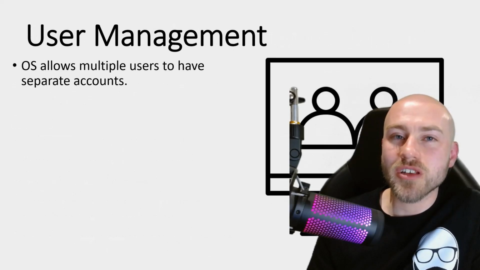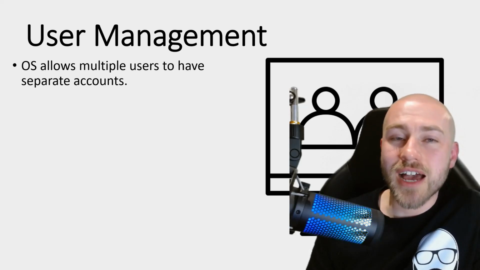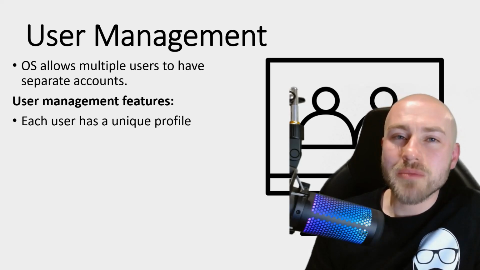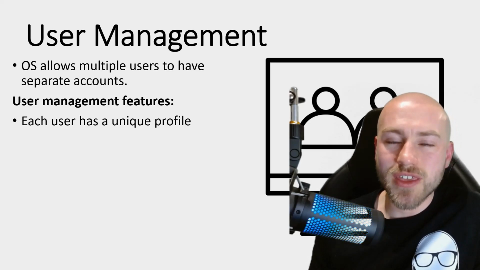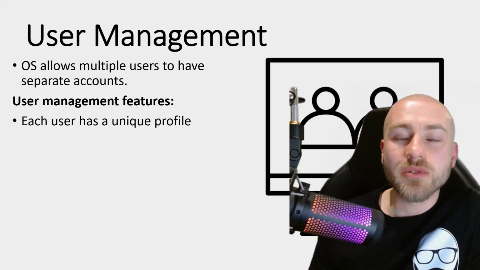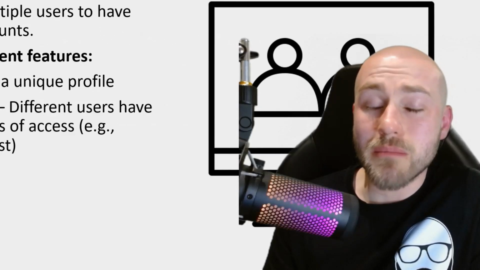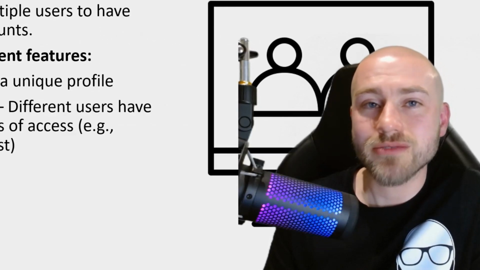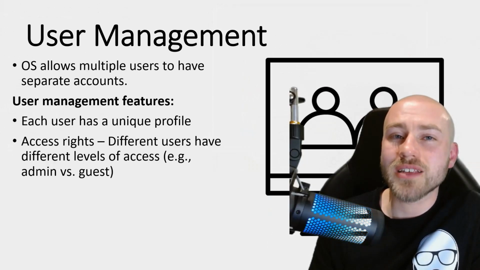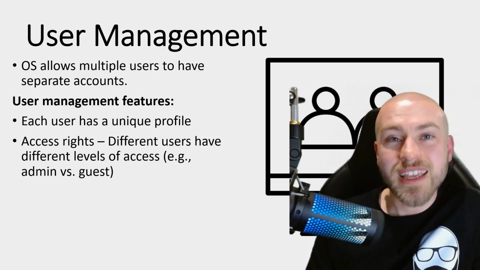Another feature of system software is user management. The operating system allows different users to have separate accounts. Now, it might be that different users like having things set up in a different way, so you can personalize your own profile so it's set up in the way that you like. Now, if different people are using the computer, it might be that you want to have different access rights. We've talked quite a lot about access rights in the past when we looked at our networks topic. But as a quick reminder, an admin might have access to more things than a guest might have.